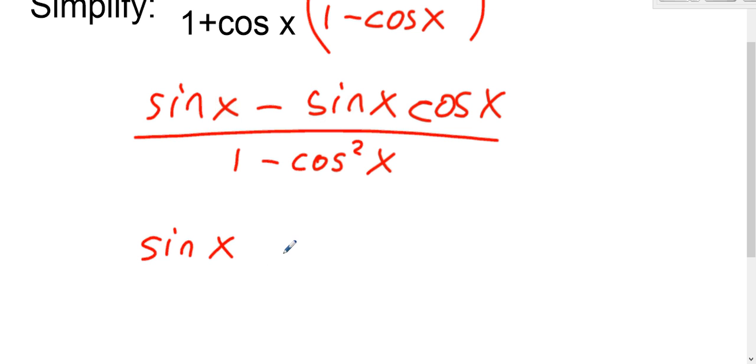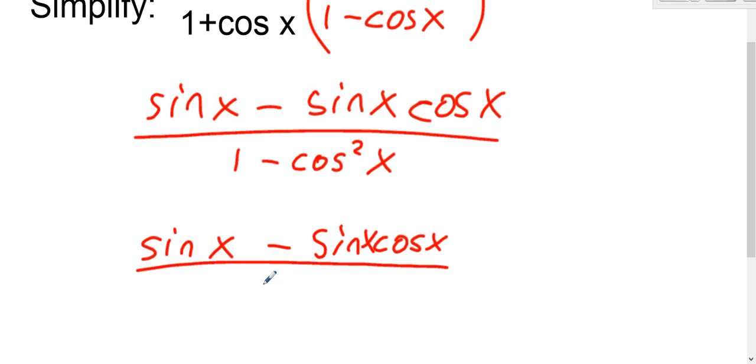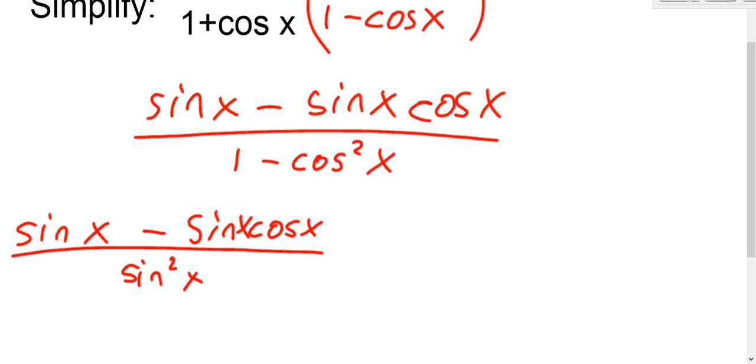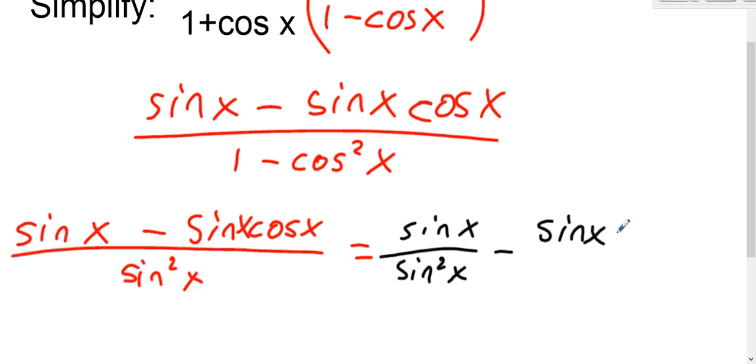We have sine of x minus sine x cos x over sine squared. Which we can split into two fractions. Now that the denominator is only one piece, we can split it to be sine over sine squared minus sine x cosine x over sine squared.